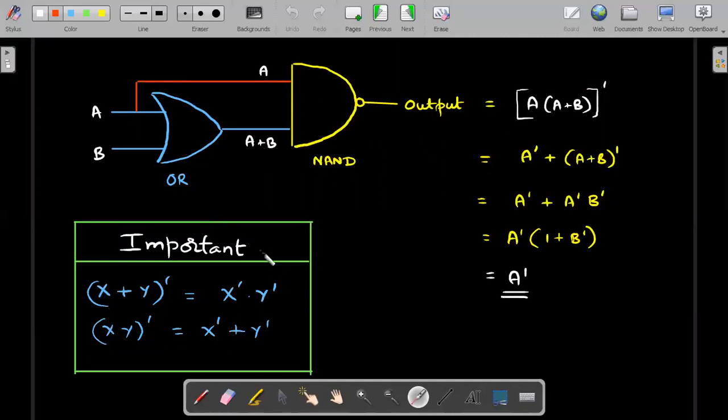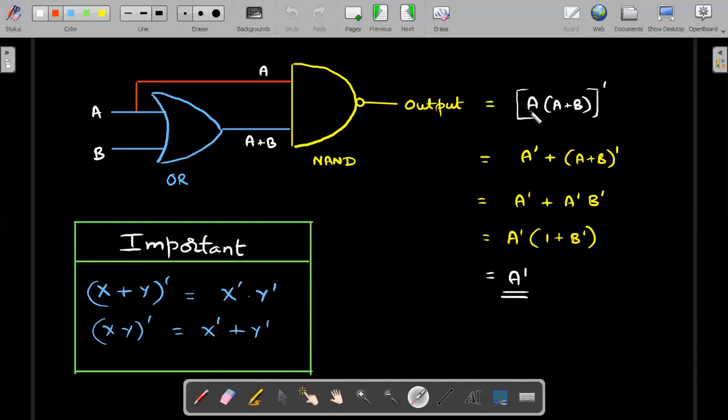It's always important to remember the complement rules. When you add the two and take a complement, it's as good as bringing the complement inside, and the operation changes. Same thing, if you multiply and then take a complement, it's as good as taking complements and adding. So this is very important. You have studied this in sets rules also. Here also it will apply in Boolean algebra, where x and y can take only values of 0 and 1, true or false.